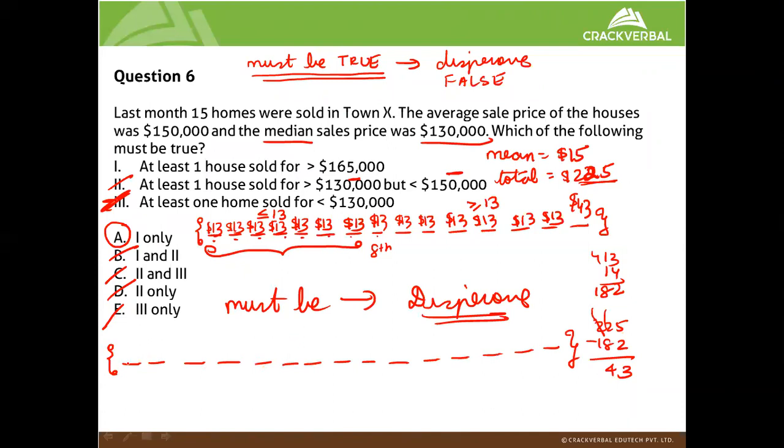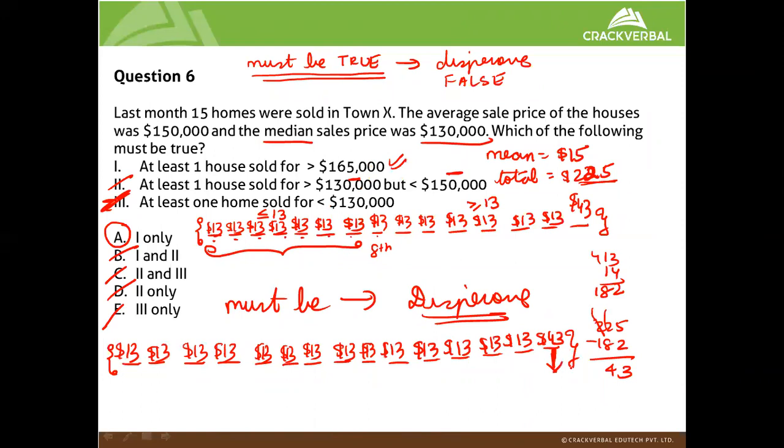So I took the 8th house as $13. So 1, 2, 3, 4, 5, 6, 7, 8. This is 13. Now let's use the first scenario, Vimal, where I took all the first 8 houses to be 13. I'll keep all the remaining houses also to be 13 and the last house to be $43. Think logically now. If I want to prove, the first statement tells me at least one house sold for greater than 165,000. So this 43 is the one which definitely gives me that truth case for the first statement, because it's greater than 165,000.